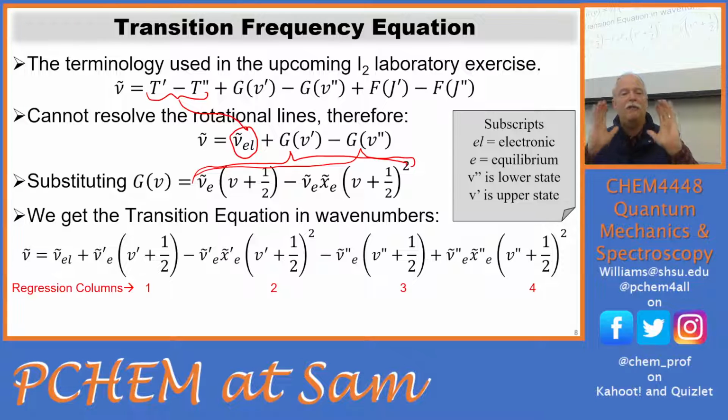So our columns are V prime plus a half, V prime plus a half squared, V double prime plus a half, and V double prime plus a half squared, and that's it. We do the regression on that, and we get our vibrational frequencies for the upper state, which would be the new primes, and the lower state, the new double primes.